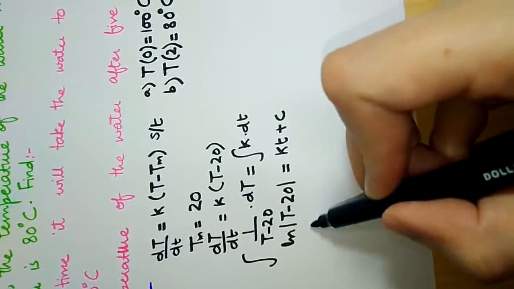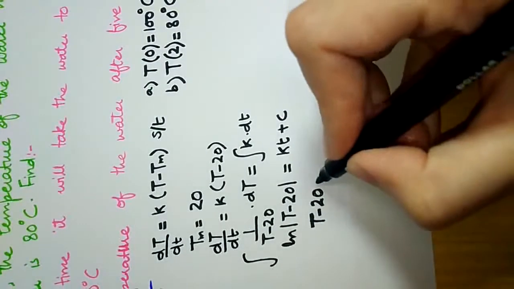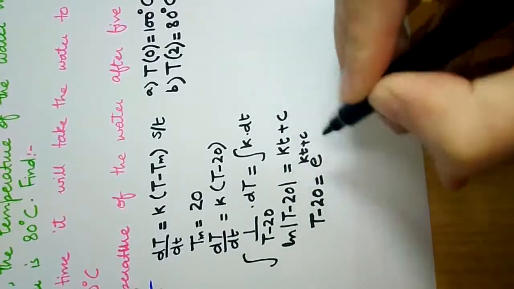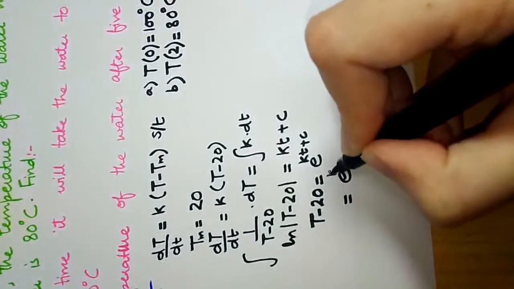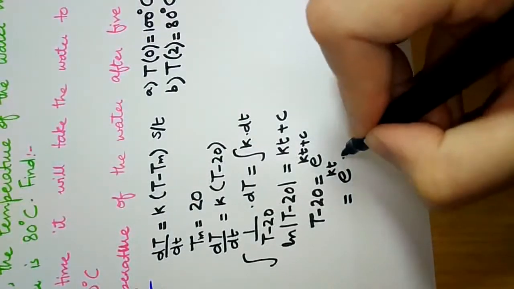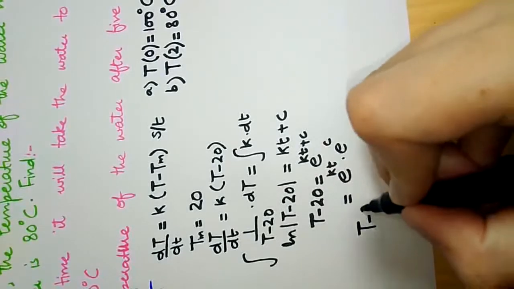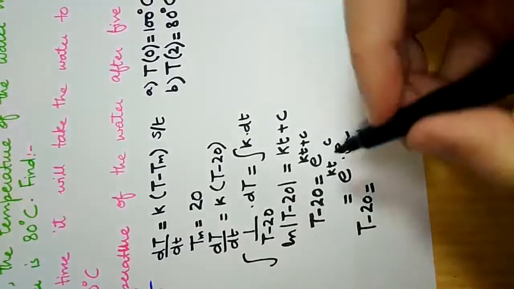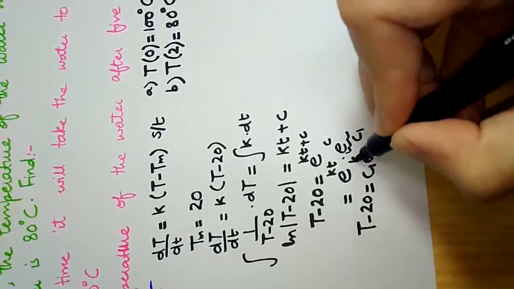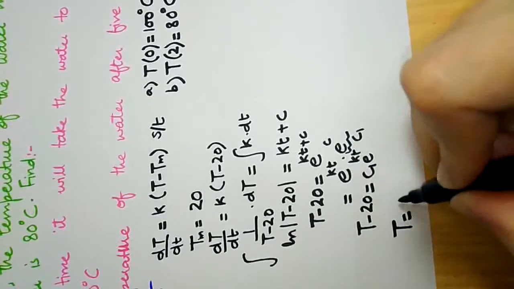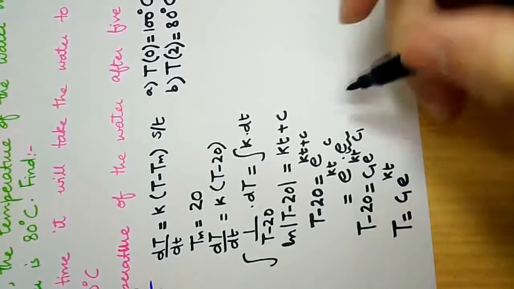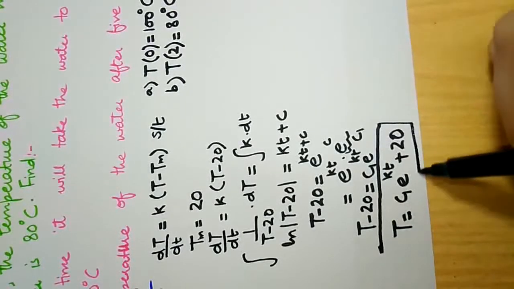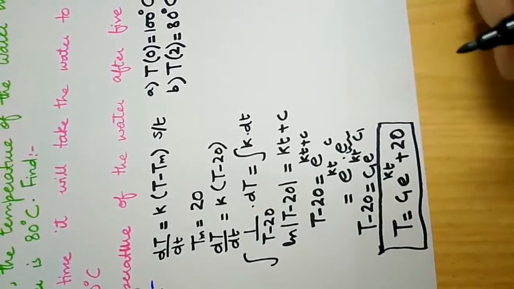Okay, and then we apply t minus 20 equals e to the power k into t plus c. Same procedure: e to the power k into t, into e to the power c. T minus 20 equals that, which we can call c1, so c1 e to the power k into t, and the solution is c1 e to the power k into t plus 20.